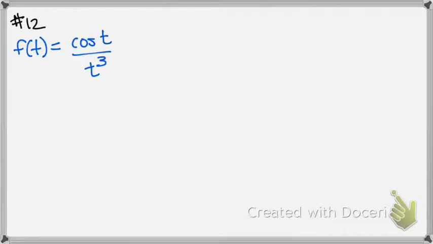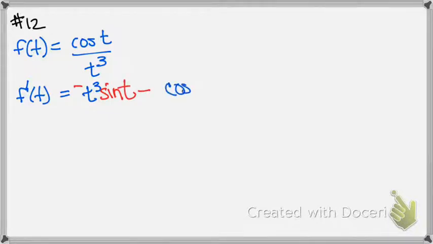Quotient rule. The derivative will be low, t cubed, d high, negative sine x or sine t. I'll put the negative out front. And sine t minus high d low. The derivative of that would be a 3t squared. Squeeze that in there. Draw the line and square below. What is t cubed times another t cubed? T to the 6th. I need more people to talk to me.